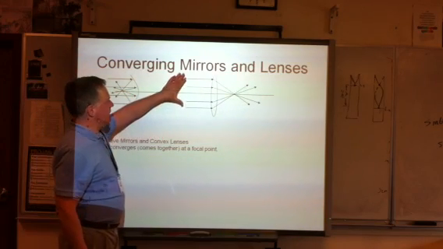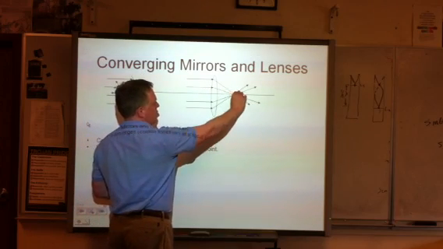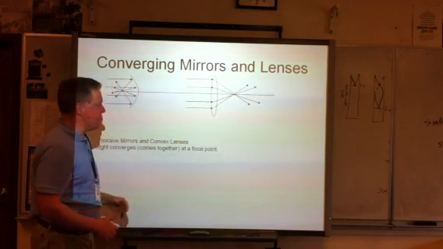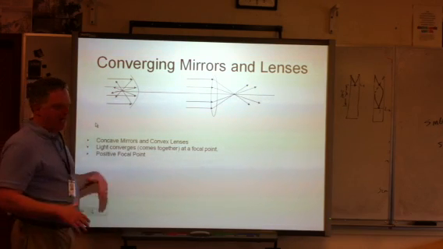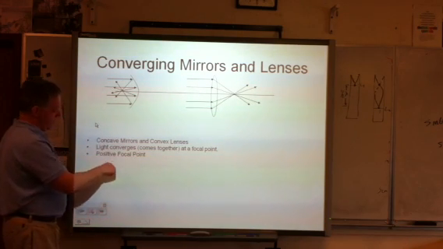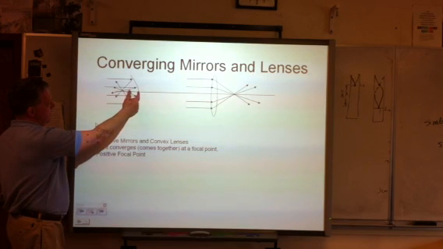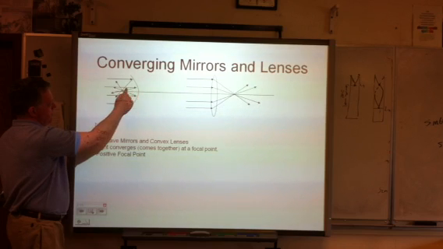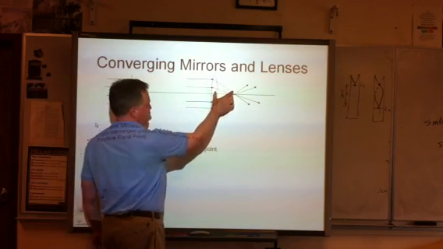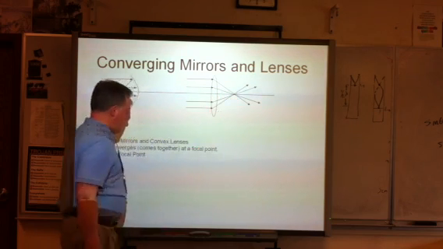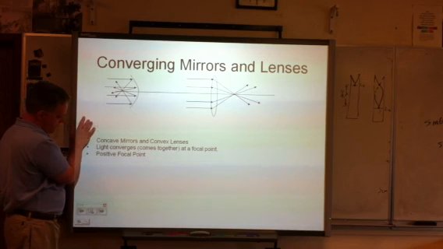Same thing here. If you take a lens, like a magnifying glass, the parallel light rays from the sun will converge in one spot, and so you can use it to start a little fire or something like that if you have a big enough lens. When we do the math later, they have what's called a positive focal point. So the focal length is the distance from the mirror to the focus. For a lens, it's the distance from the center of the lens to the focus. And in our math, we're going to make it positive for converging mirrors and lenses.